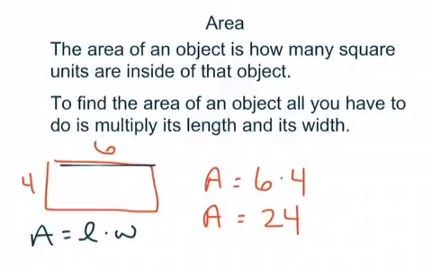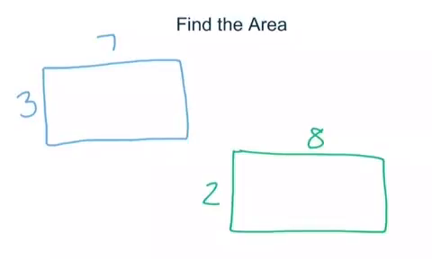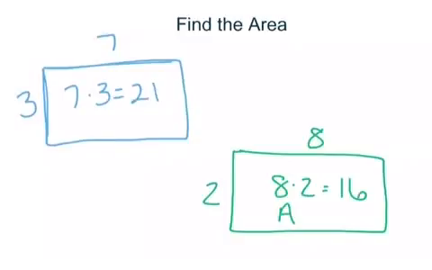So length is the long ways and width is going up and down. So in this case, area equals 6 times 4, which is 24. So to find the area of these objects, all we do is multiply the length times the width. Now, I hope this is going to be really easy for the kids in class because we did so many area models in Chapter 2 this year that they should be really familiar with how to find the area of a box. So 7 times 3 is the area of this rectangle, and we know that's 21. And for this rectangle here, we have 8 times 2, and that equals 16. So the area equals 16.